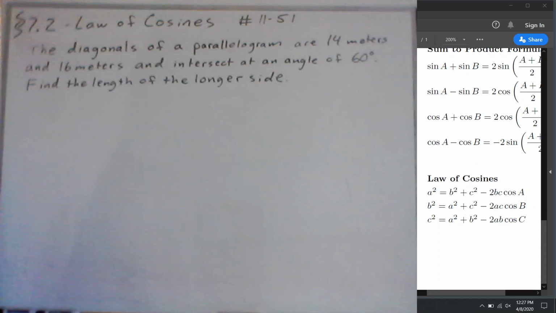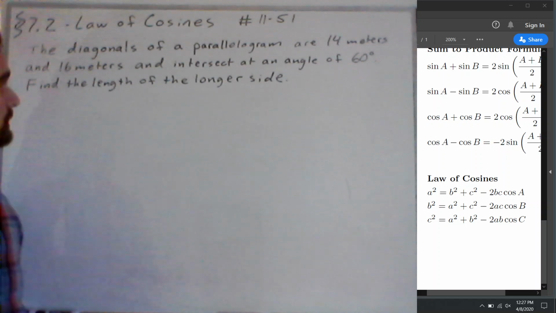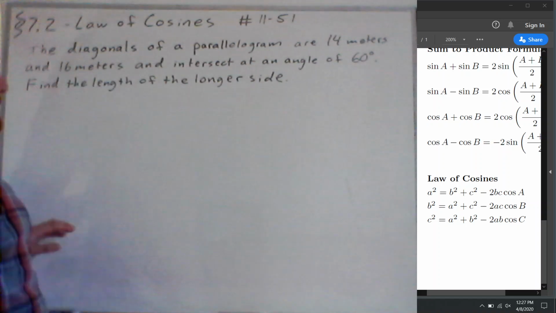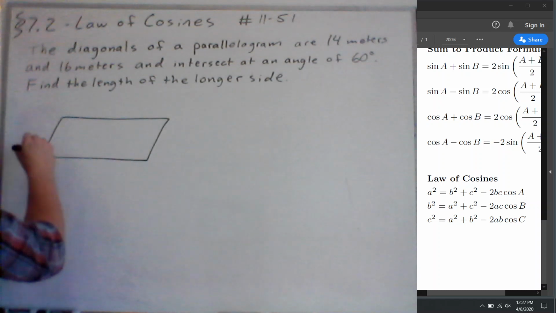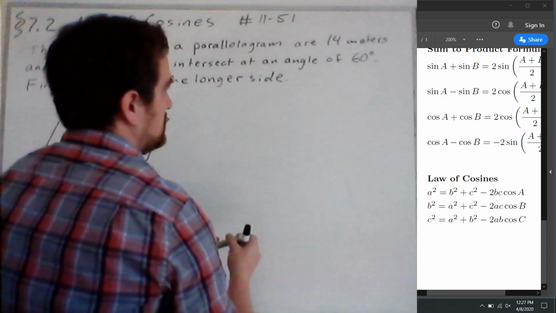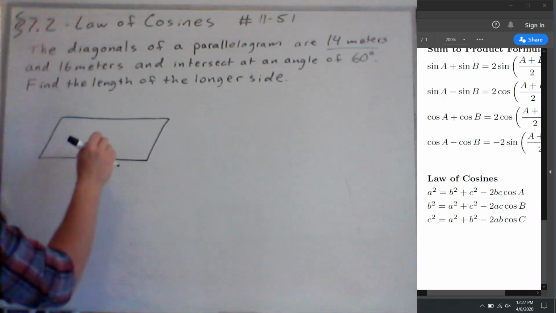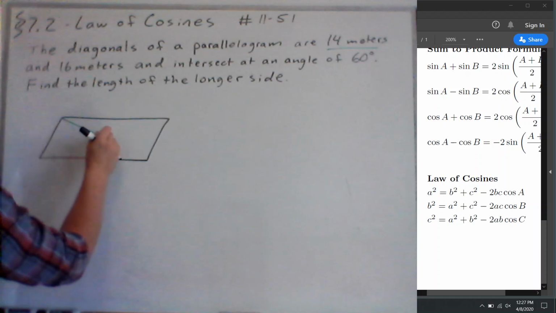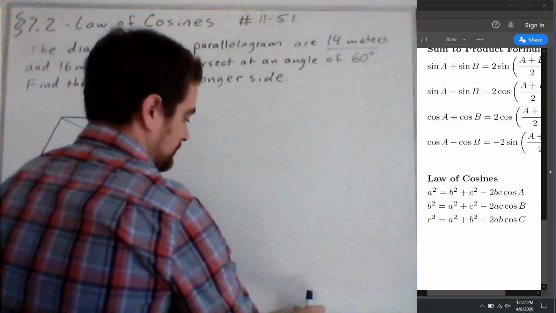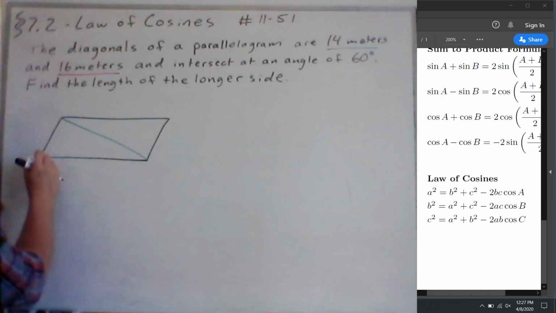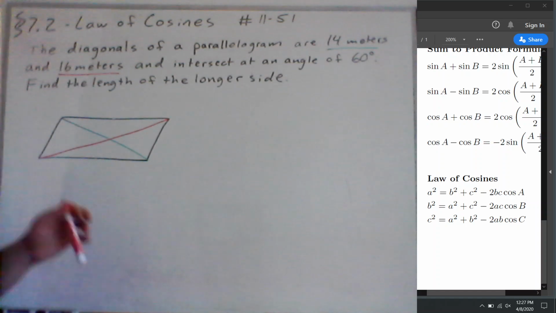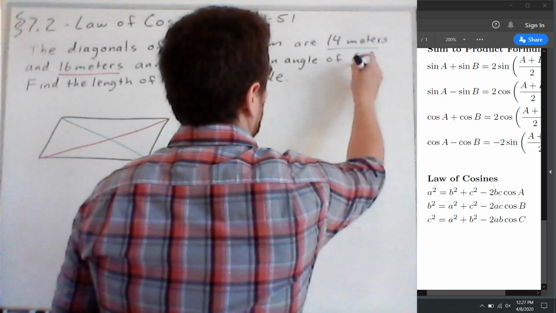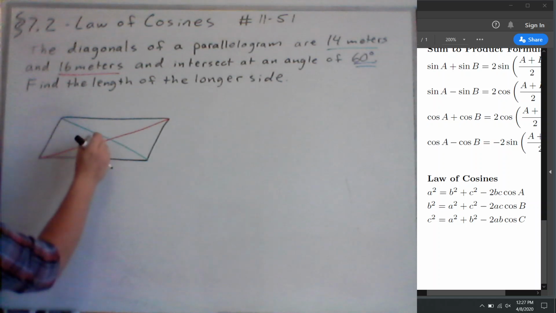This is a nice application for the law of cosines. The diagonals of a parallelogram just look in general something like this. So I'll try and draw one in green. 14 is smaller than 16, so the smaller diagonal is the 14. The larger diagonal, the 16 one, is here. And they intersect at an angle of 60 degrees. Well, 60 degrees is acute, so it's got to be this angle.